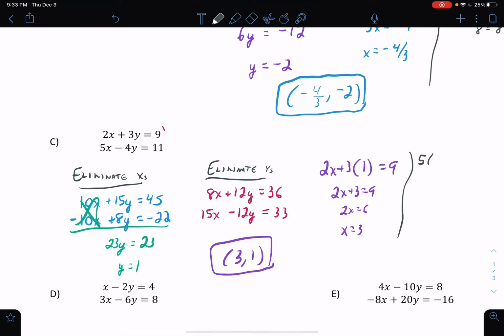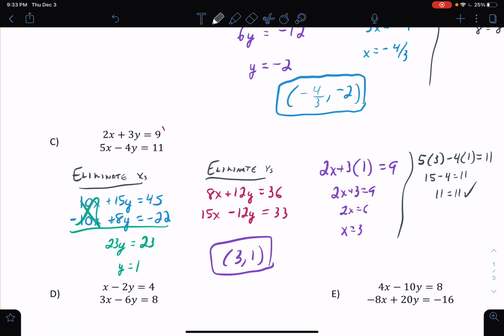All right, and then I can test that solution in the second equation to make sure it works. 5 times 3 minus 4 times 1. Let's make sure that equals 11. We've got 15 minus 4, which equals 11. So that works for the second equation. Therefore, I know that that is the solution to the entire system. That's where they intersect. Okay?